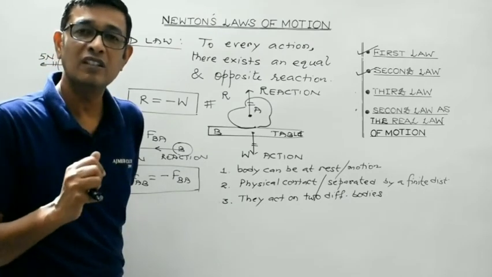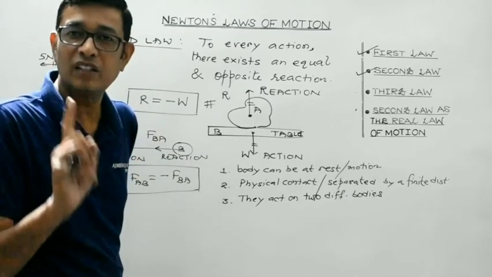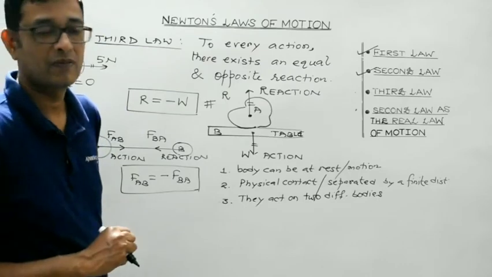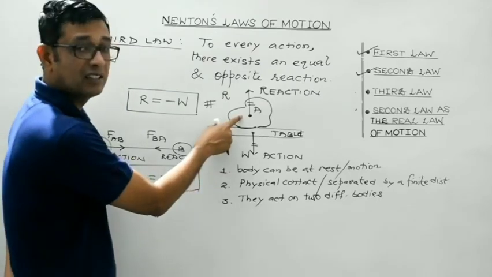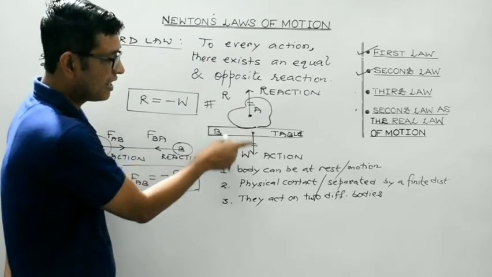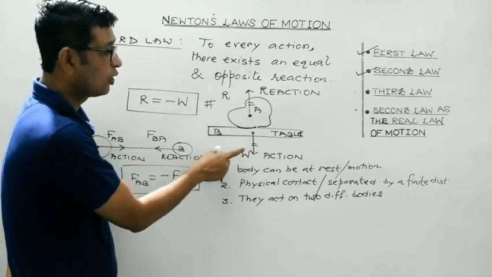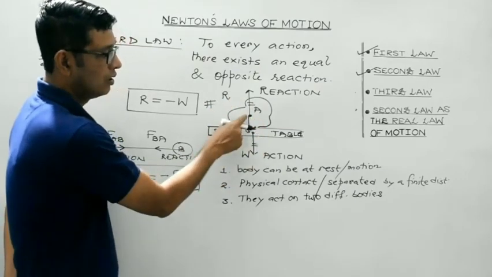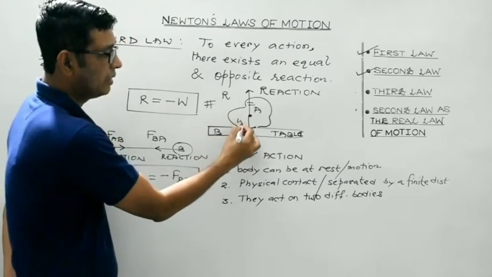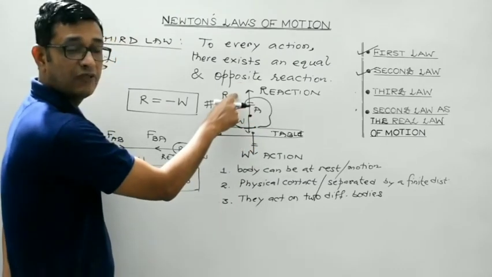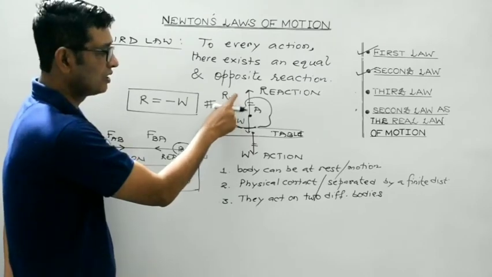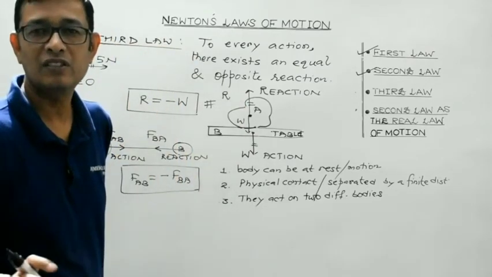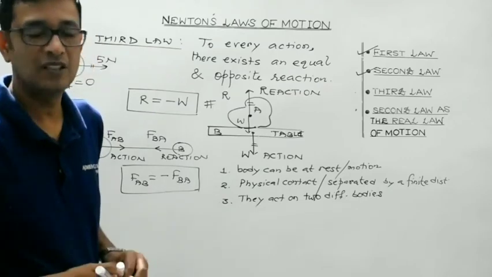It is because action and reaction always act on two different bodies. As I have explained here, the body A is at rest, not because action and reaction are getting cancelled out. It is because the weight of body A, which acts at this point, is getting balanced or nullified by the reaction force, which is exerted by body B on body A. Clear, students? It's a very, very important concept.